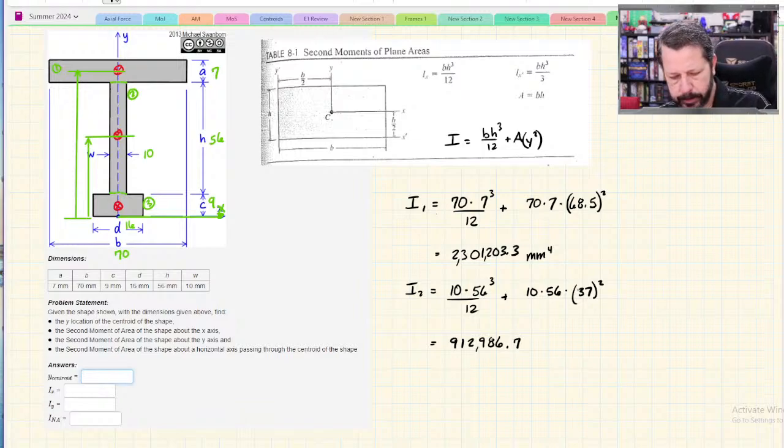Okay, let me check the first one, because I would have thought the stem would have been a little bit higher than the flange up there, but maybe not. Let me just check the first one. 7 cubed times 70 divided by 12 plus 70 times 7. I guess it's because of the 68.5. Oh yeah, because we're doing the moment of inertia not about the centroid, but about the x-axis. So that makes more sense. I was trying to think of it about the centroid of the part, but we're not.